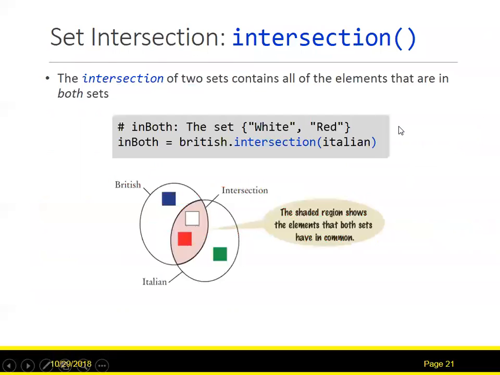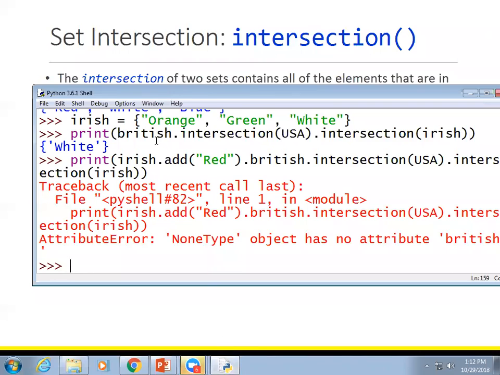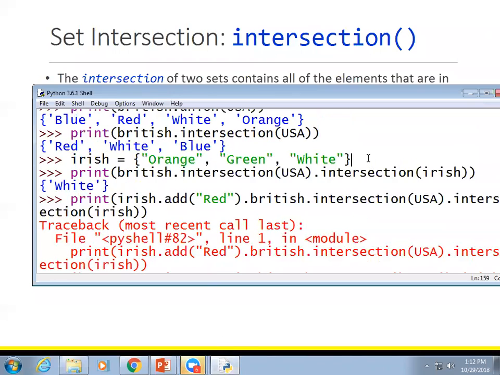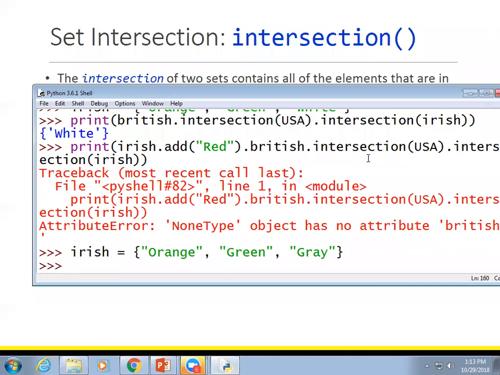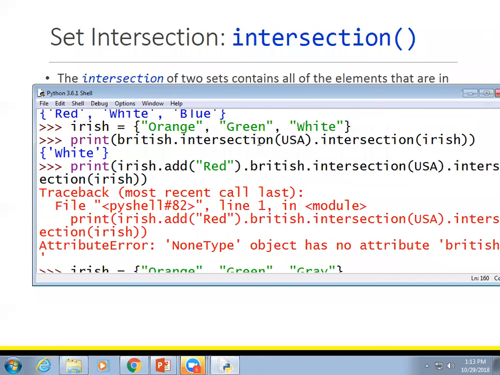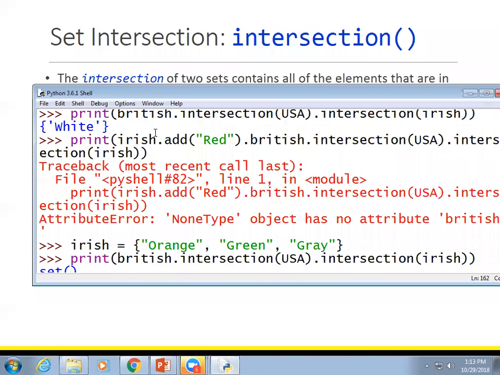So what does it give if you do an intersection and they don't have anything in common? Then I would assume it wouldn't print out anything. So let's go to Irish and we're going to change white to purple, gray. So now we're going to go back to this one here. Empty set. Nice. We could have always checked the length and it would return a 0.